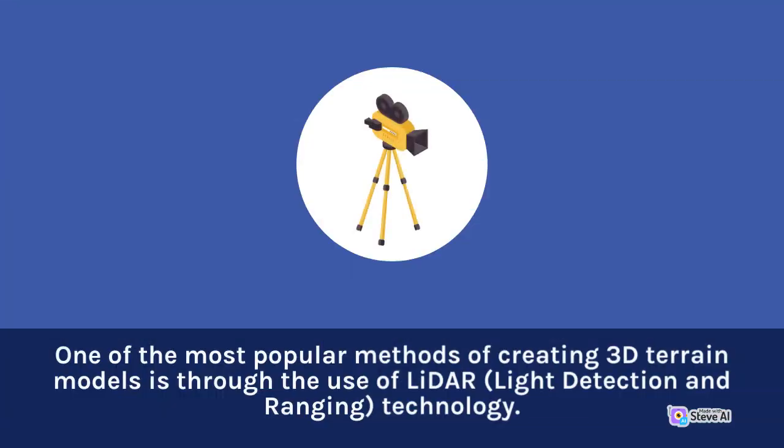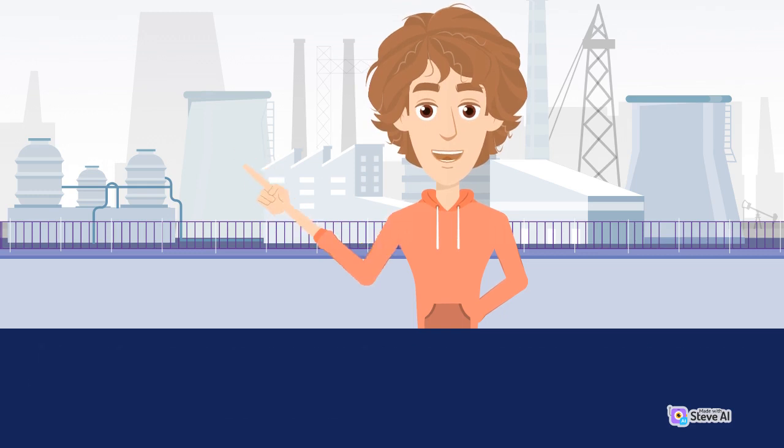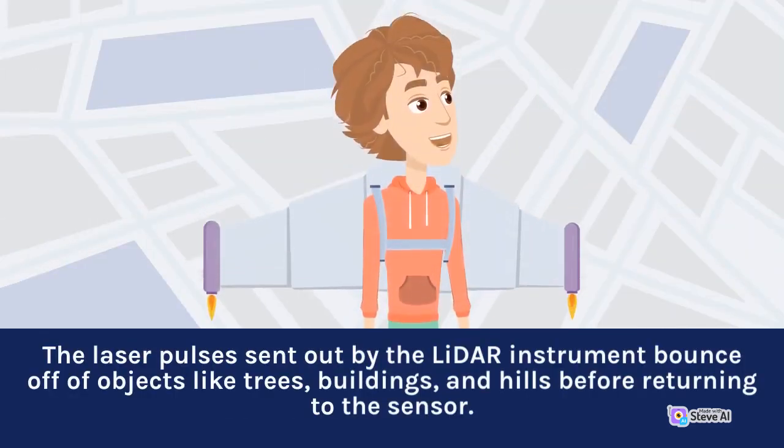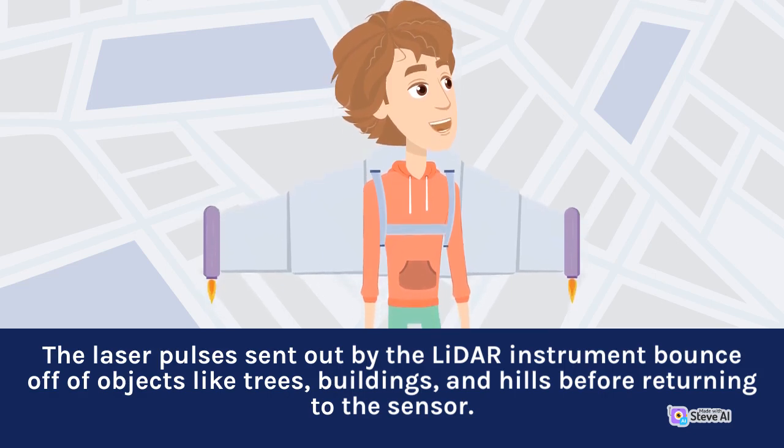One of the most popular methods of creating 3D terrain models is through the use of LiDAR, light detection and ranging, technology. LiDAR technology involves the use of laser pulses to create accurate and detailed 3D terrain models, which can be used for a variety of applications. The laser pulses sent out by the LiDAR instrument bounce off of objects like trees, buildings, and hills before returning to the sensor.